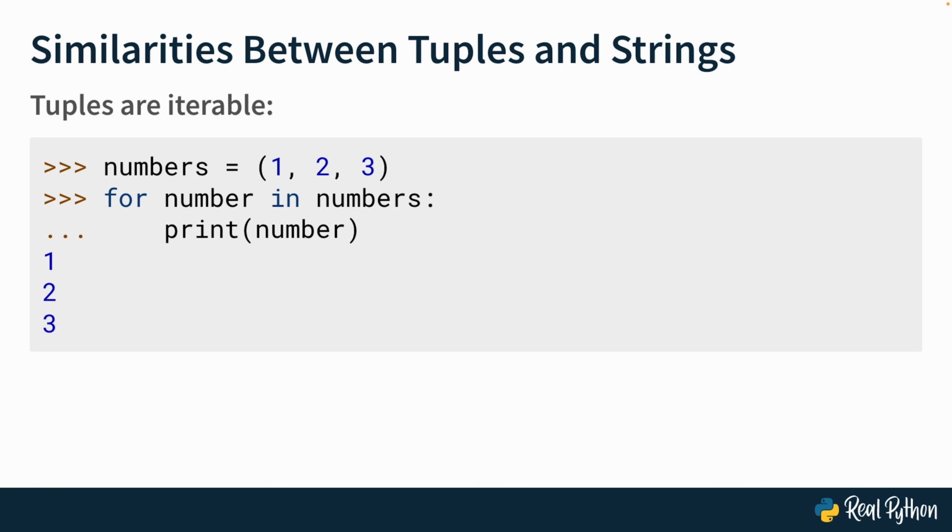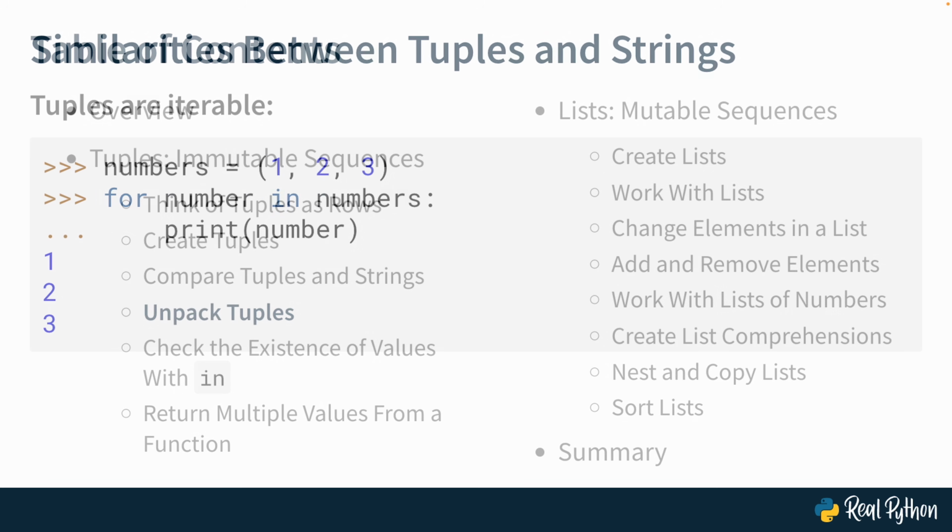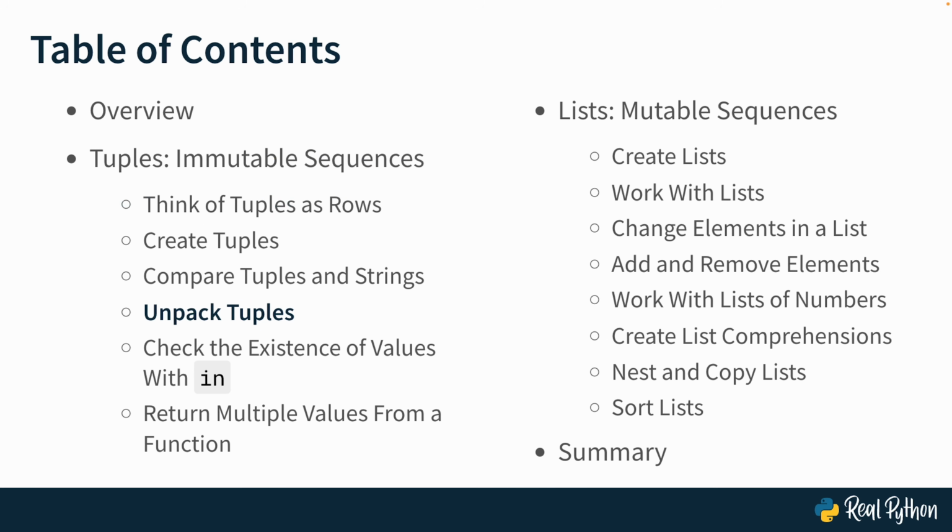And that's another thing where tuples and strings are similar, which is that they're iterable, just like any collection in Python. And this concludes our little excursion about the similarities between tuples and strings. In our next lesson, we're going to look at tuple unpacking, and I'll show you what you can do with that.